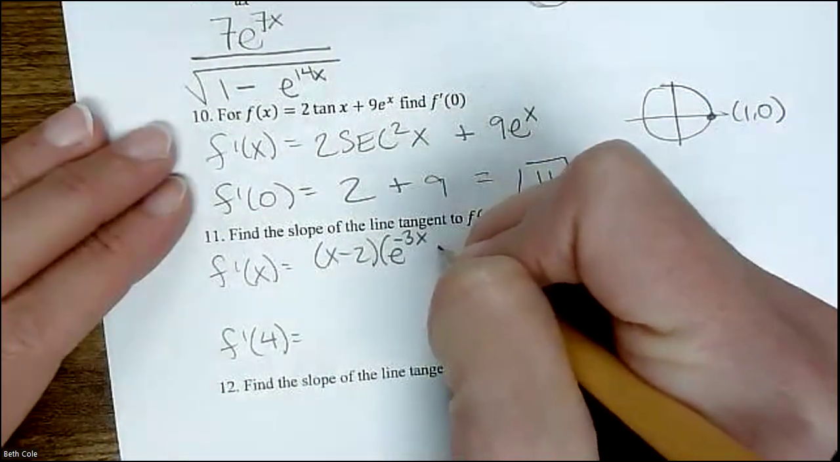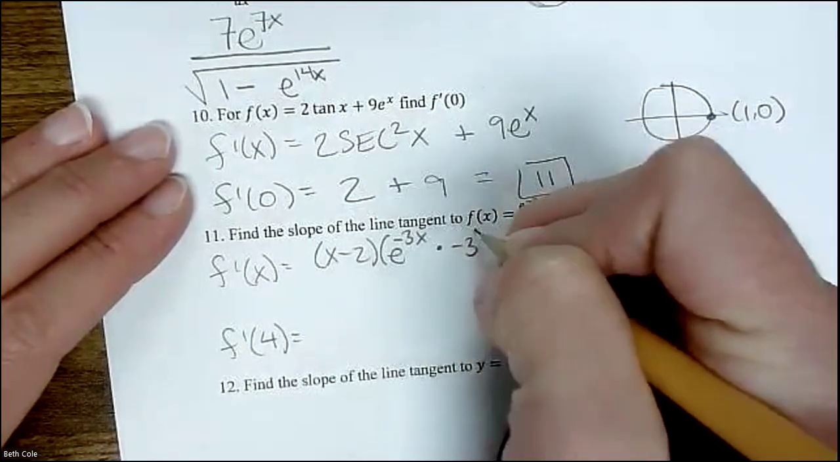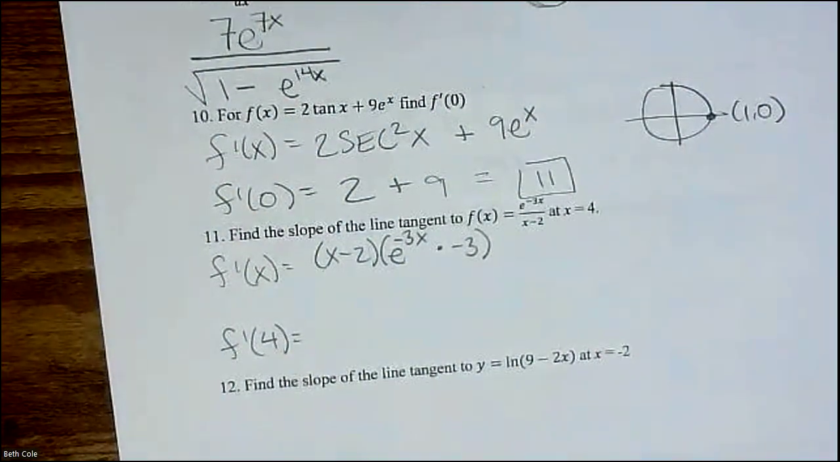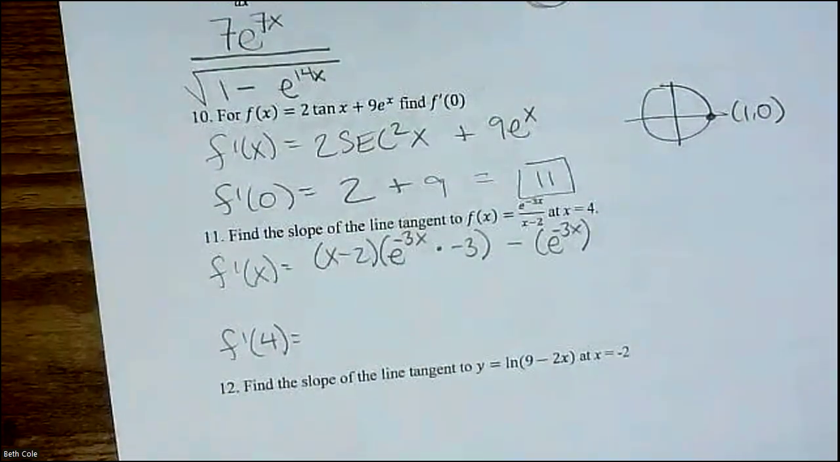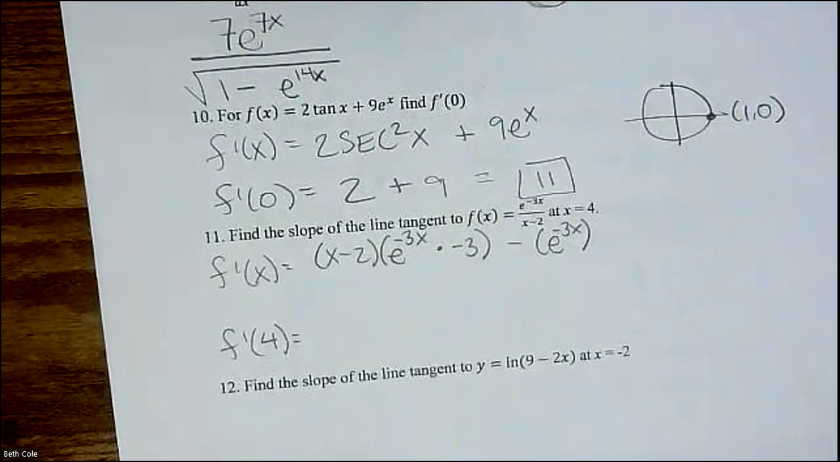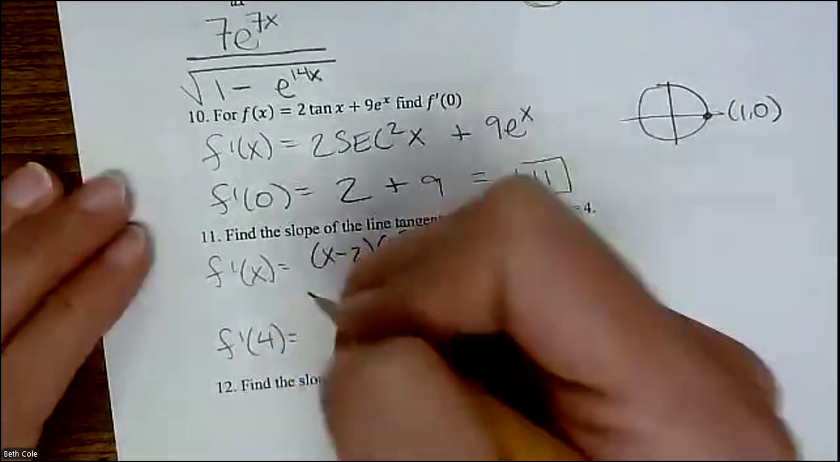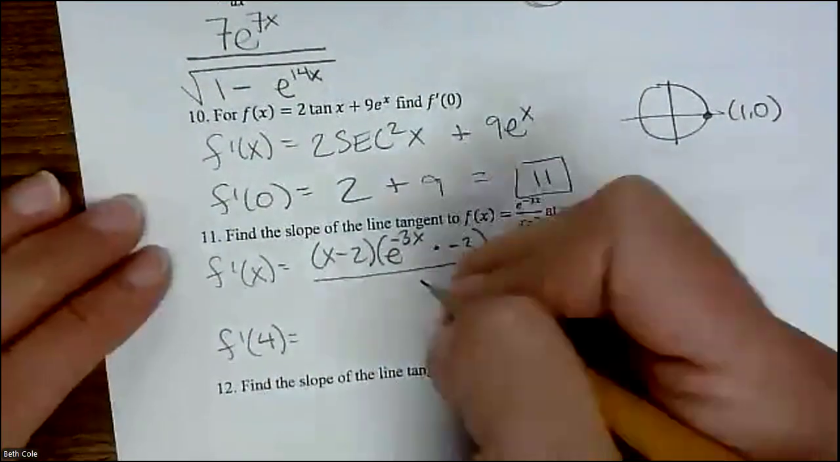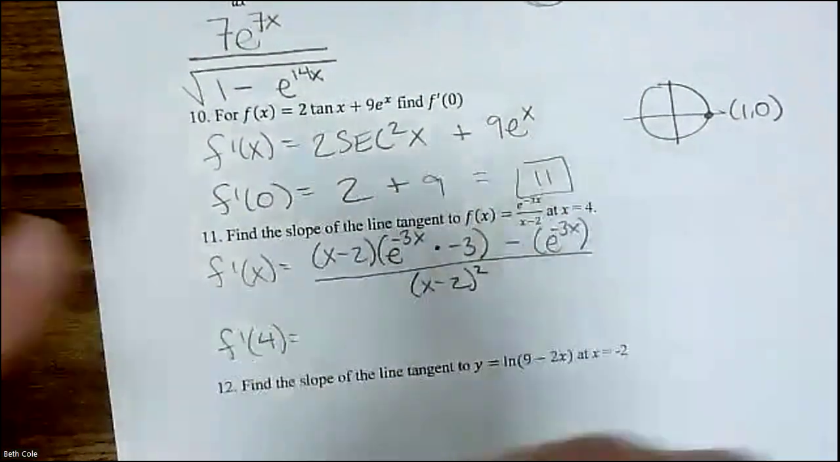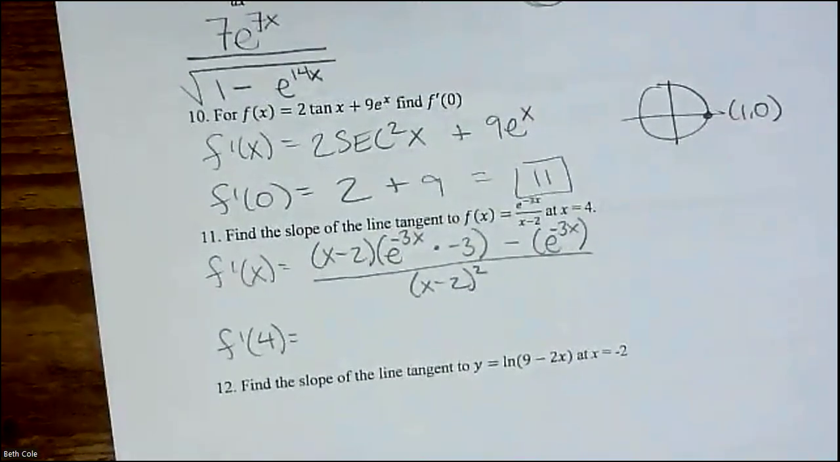Isn't there a chain rule? So you're going to chain on negative 3. Good. Minus the numerator. What's the derivative of the denominator? 1. So if you don't want to write that, that's okay. Over denominator squared. And then we're going to plug in 4 and see what we end up with.